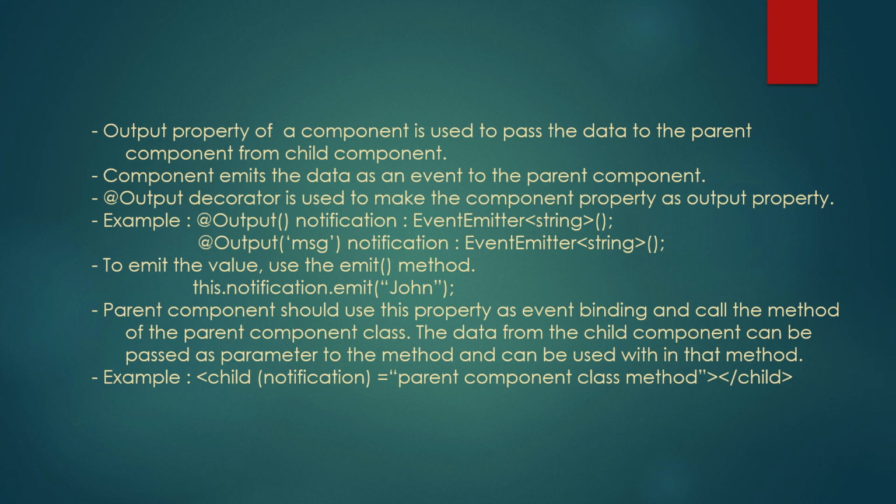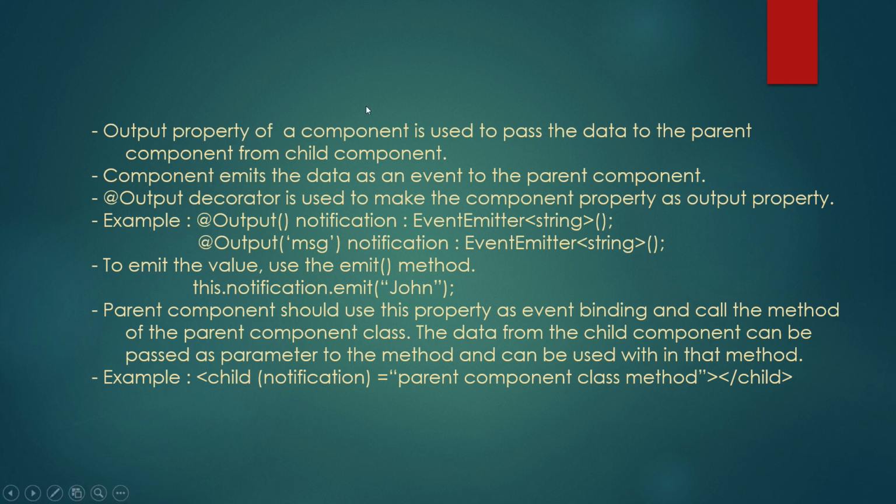If you want to make any property an output property, then you should decorate it with the output decorator. If you want to give an alias name, we can give it within the parentheses of the output decorator. To emit a specific value to the parent component, you have to use the emit method of that output property. The parent component should use this property as an event binding and call a method of the parent component class. The data from the child component can be passed as a parameter to the method and used within that method.